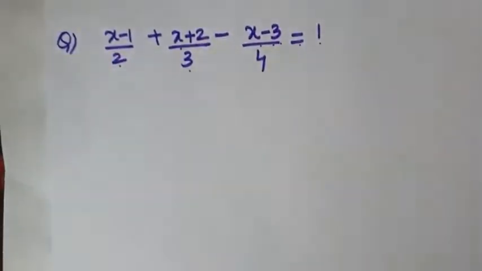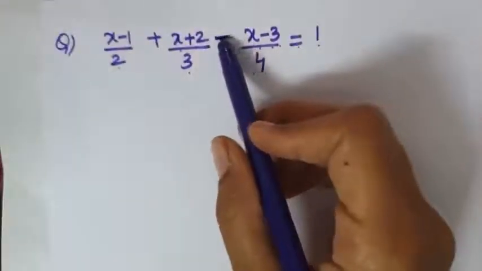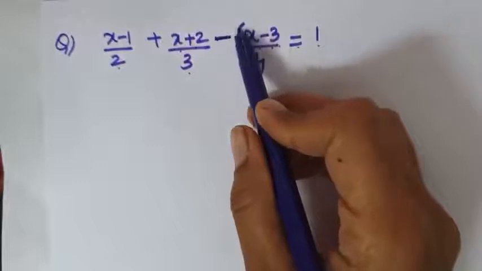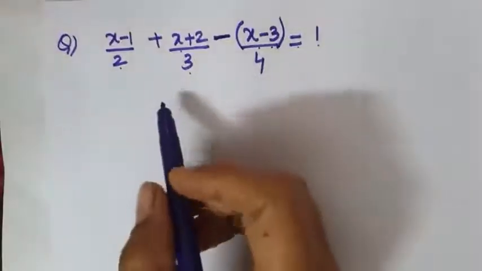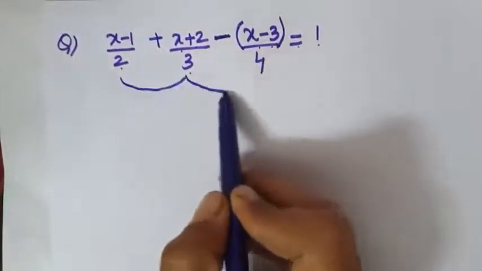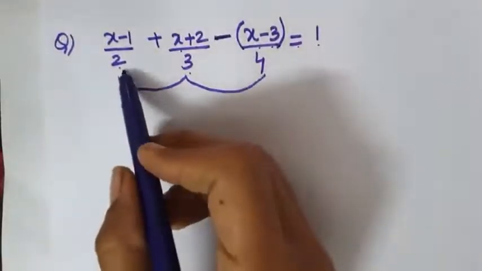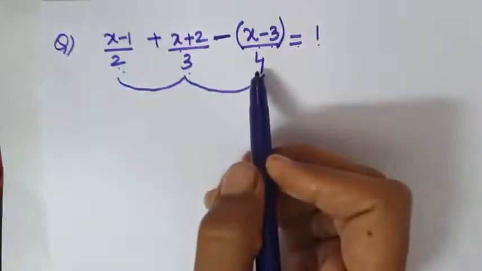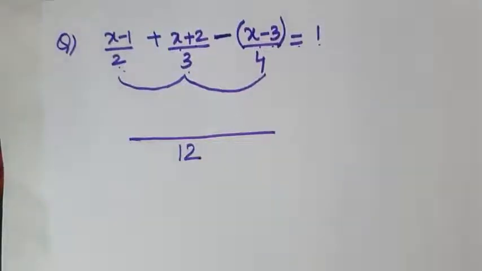Students, one thing I am going to tell you, listen to it very carefully. Whenever there is a negative sign, always put the bracket so that there will be no chance of mistake. Now, what we will do, we will take the LCM of these three numbers. Now, the LCM of 2, 3 and 4 is 12. So, let us write here 12.